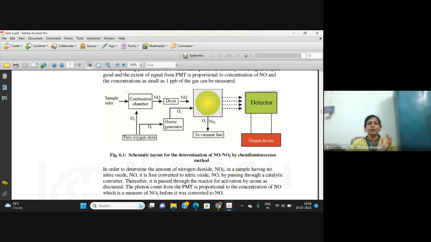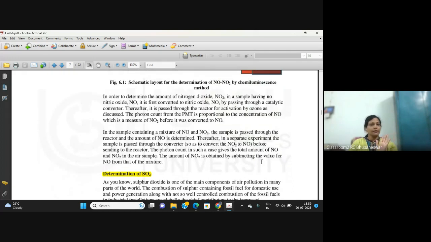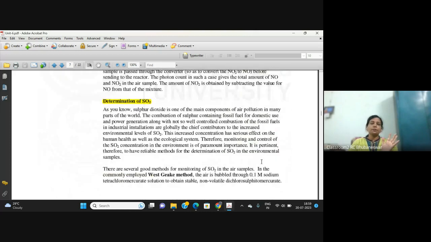If you are dealing with the gaseous chamber, then you have to put the combustion chamber in such a way that a certain reaction is going on. Then obviously you have to put the light on it. Then the simple method is there will be a detector and an output device. So everywhere the technique is the same. Determination of SO2, sulfur dioxide, also you can predict through the fluorescence chemiluminescence method.